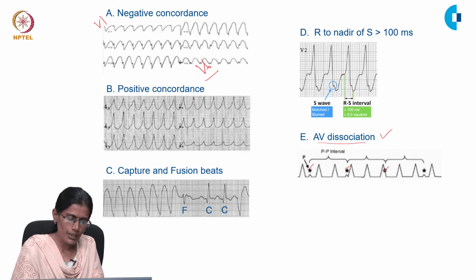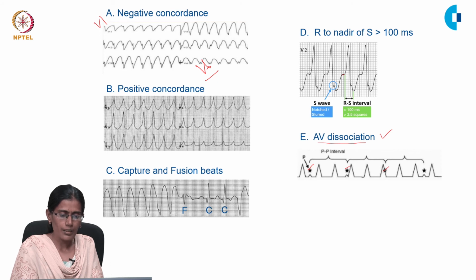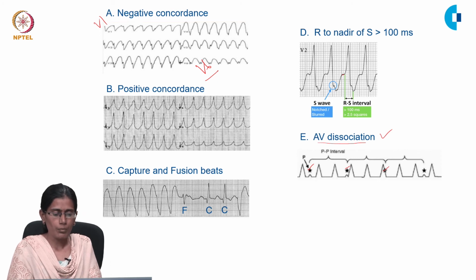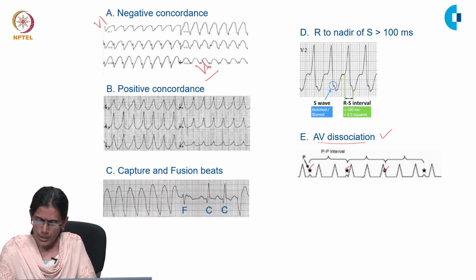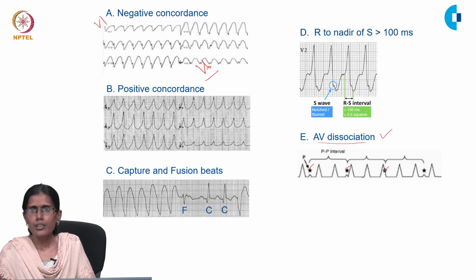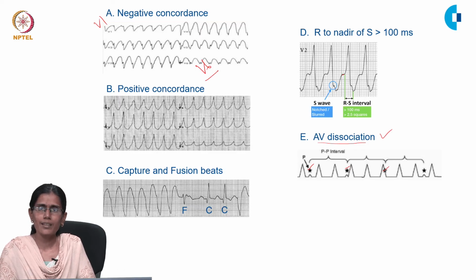And you look for fusion beat. What is the meaning? The ventricles are activated partly by the conducted impulses from the sinus node and partly by the ventricular ectopic. So, it is fusion between the two. In ECG with VT, you may also find an axis which is northwest. And you assess the duration of the QRS complexes. When the duration is more than 160 milliseconds, it is also suggestive of VT.